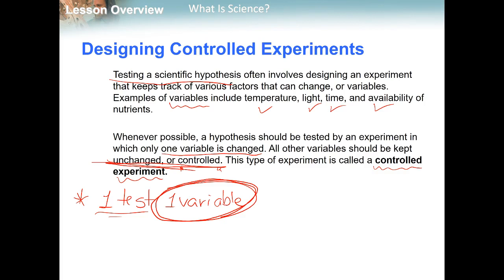A control is going to be something we use for comparison in that experiment. So they're two different things, and I guarantee you that in the beginning they're going to confuse you because of that word control. When it's controlled experiment, it's that thing you're changing, that one variable, and the control is what we're going to use for comparison. And we'll talk about that a little bit more.